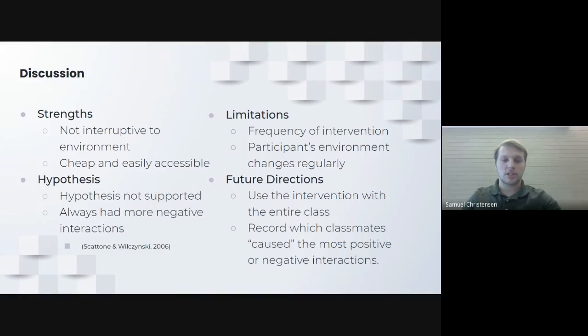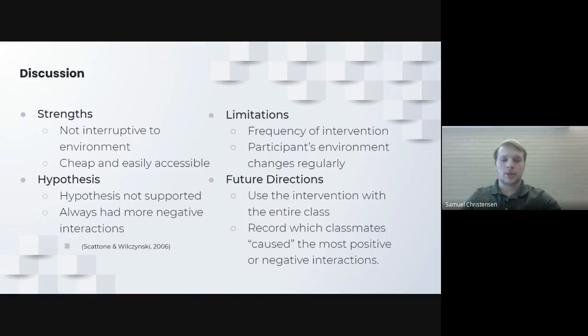The limitations of the study: the frequency of intervention. I only went to the school 3 times a week compared to the student's 5, so I was not able to see the student every day he was there. And the participant's environment changes regularly, whether that's his home life, school life, or anything else in between.